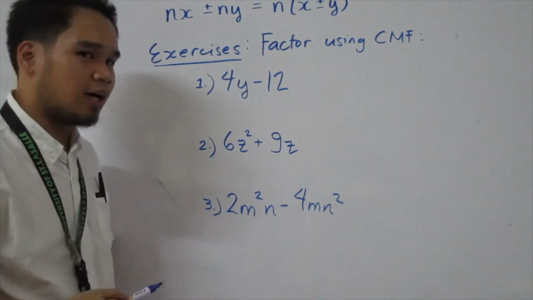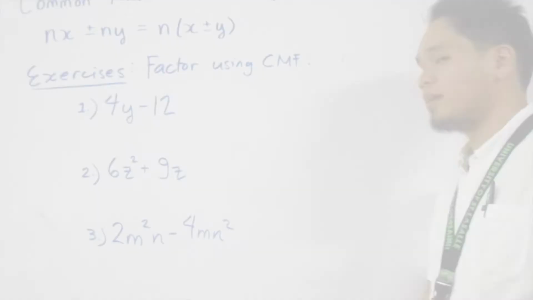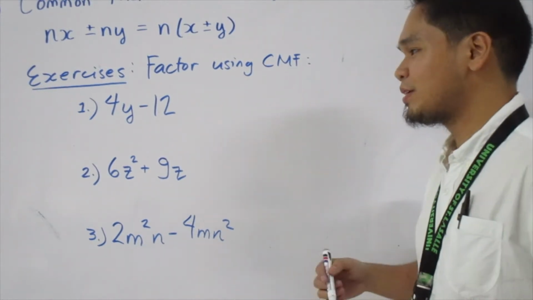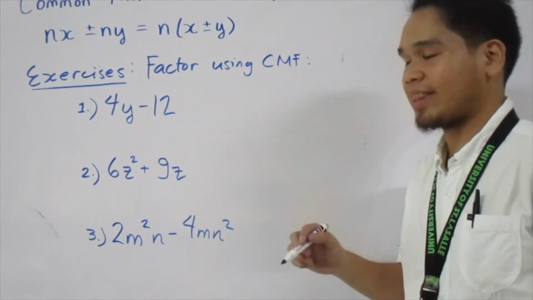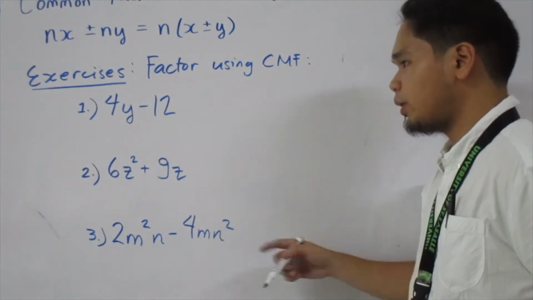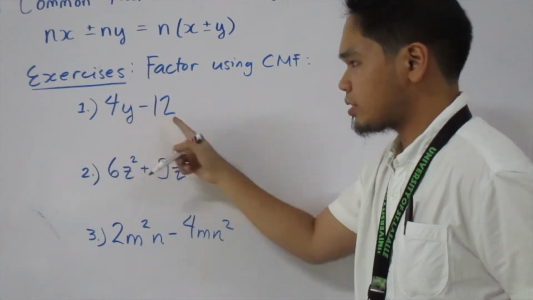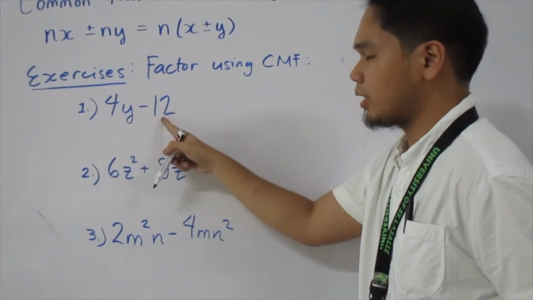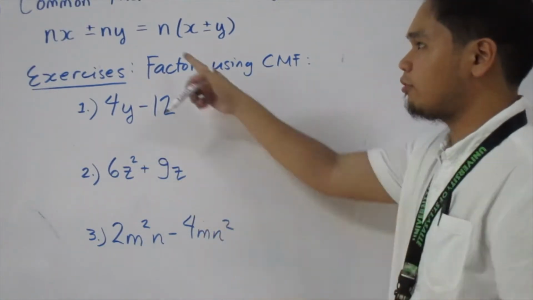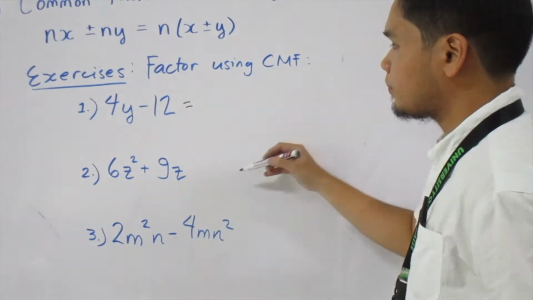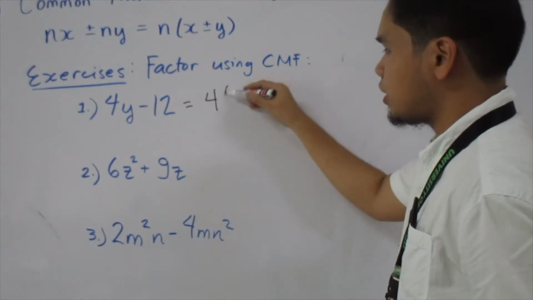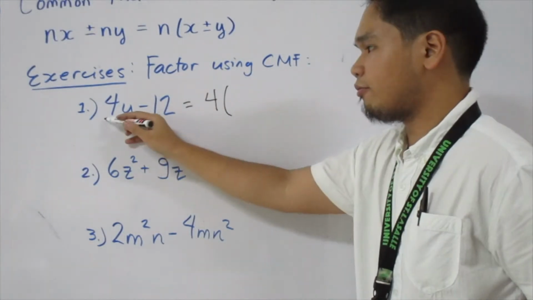You may pause the video. After you pause the video, I believe you have some answers on your piece of paper. So let's try to verify the values, or let's check. Starting from number 1, we have 4y minus 12. We can see that both of these numbers, this coefficient here and this constant here, are both multiples of 4. So we can get that 4 out. Imagine that 4 as your n. So this will be equal to, since we're going to get the 4 out, 4 here.